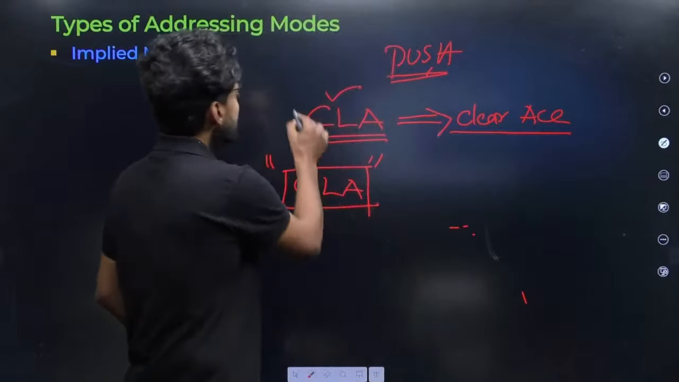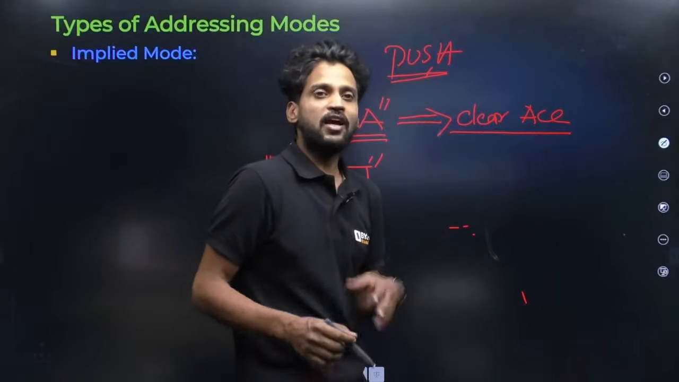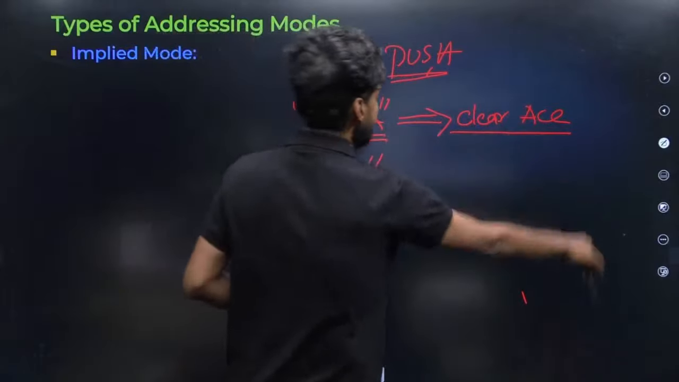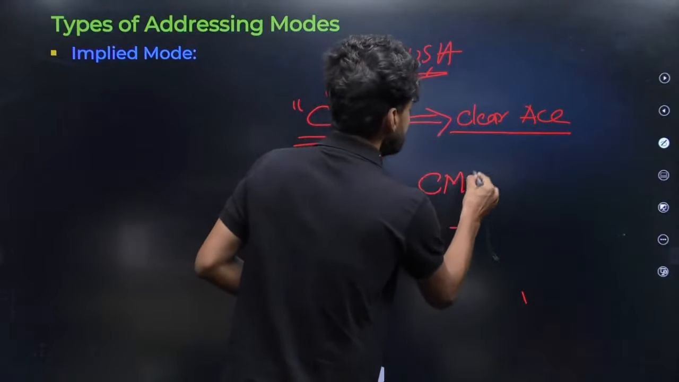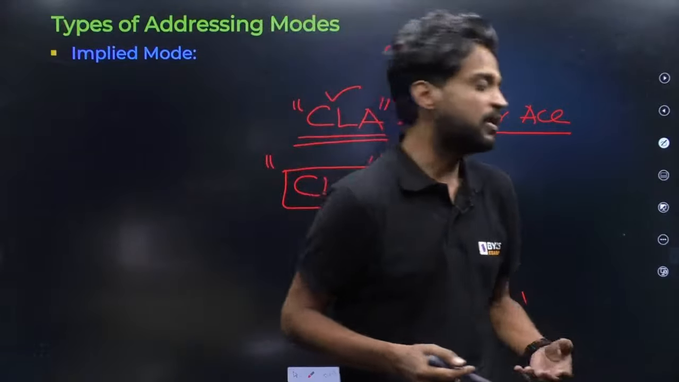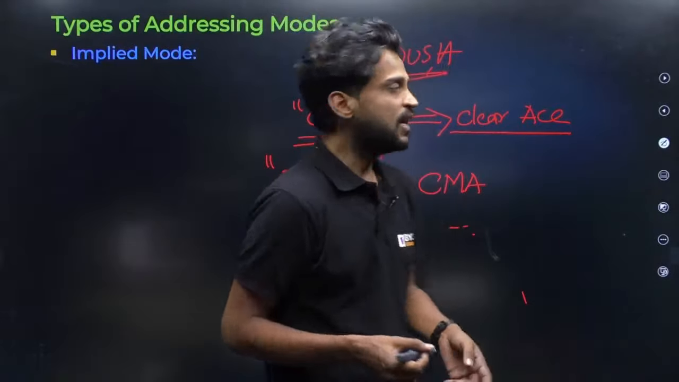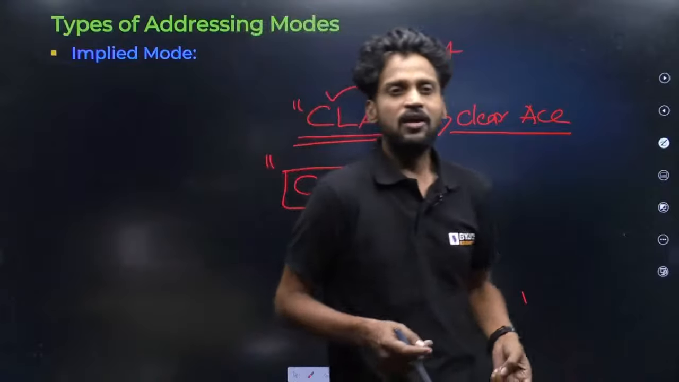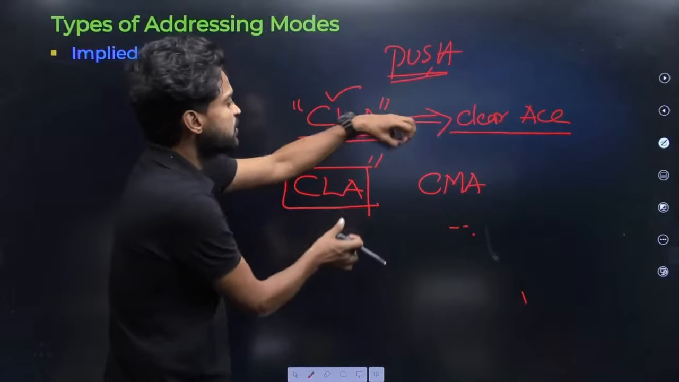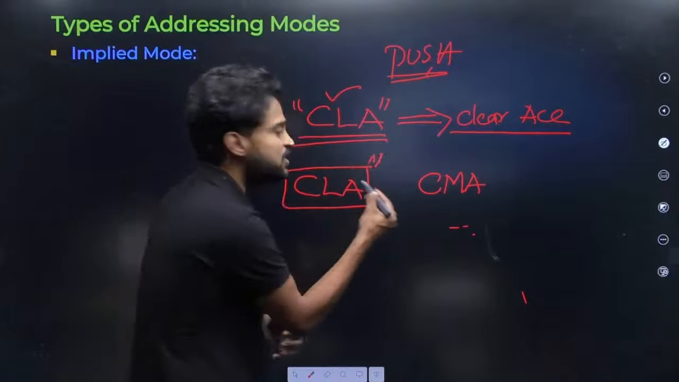There are a few instructions in every processor that don't require an operand to be specified explicitly. For instance, CLA stands for accumulator will get cleared. CMA stands for the contents of the accumulator will get complemented. You know exactly what complementing is: 0 will get converted to 1, 1 will get converted to 0. This is exactly the implied addressing mode. In the implied addressing mode, the instructions will not be specified with an explicit operand. The operands are contained within the instruction itself.